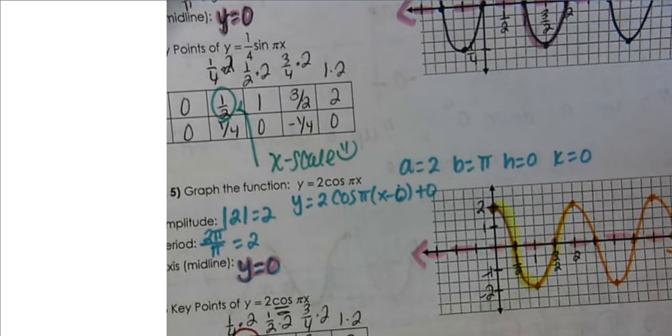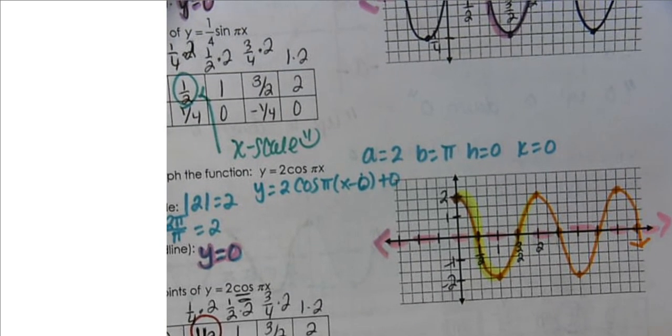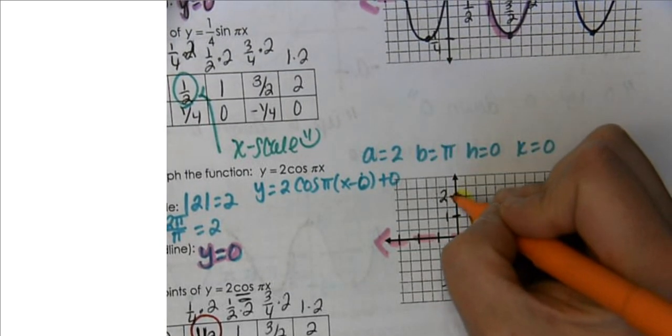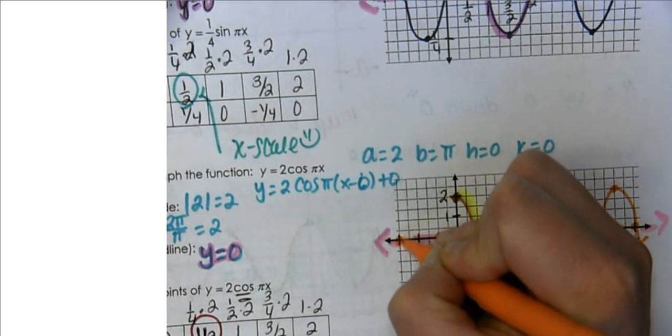My next point would be down at -2. So now I'm going to come on over here, and we were already up. The next point is 0. We're going to go down to -2, back to 0.